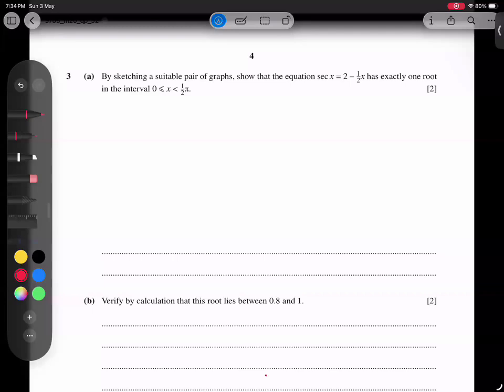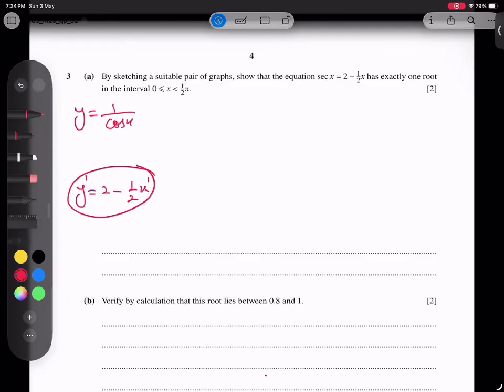Question number 3, students, we have: by sketching a suitable pair of graphs, we have sec x and 2 minus half x. So I'm going to make both. Sec is 1 by cos, and the other is y equals 2 minus half x. The second is very easy because it is a power 1 in x, a straight line. For a straight line, 2 points are enough.